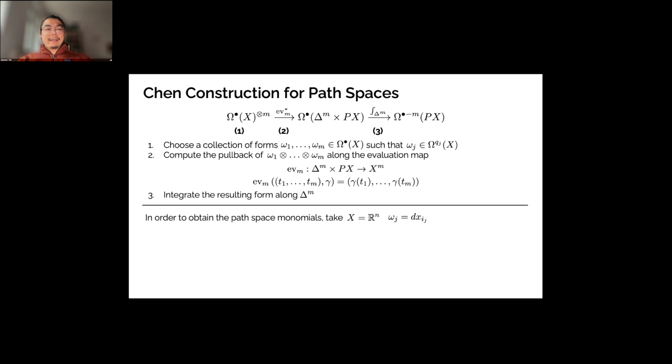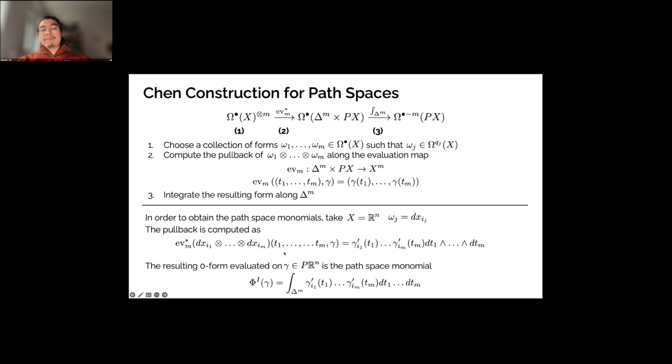We can also do this more explicitly to see what's going on if we look at the case of X equals Rn, and we choose our differential forms to just be standard 1 forms. In this case, we can explicitly compute this pullback. We'll get just a product of derivatives of our path, where the components are specified by which differential forms we chose. And when we integrate this differential form along the M simplex, we recover these path signature components.